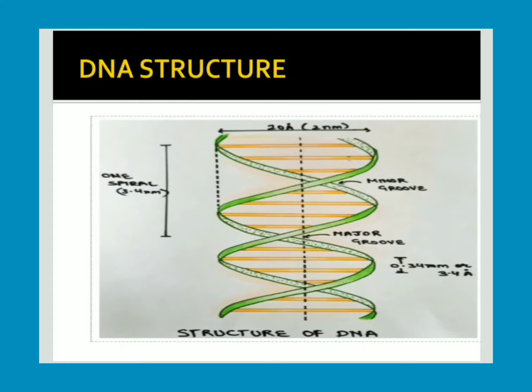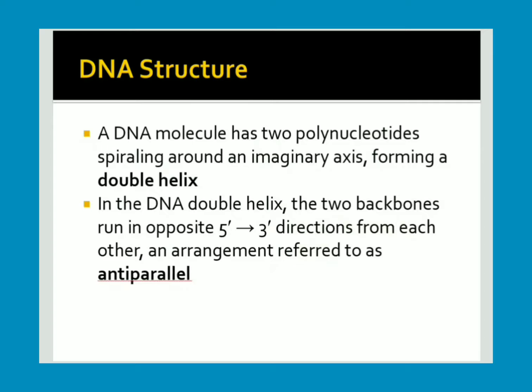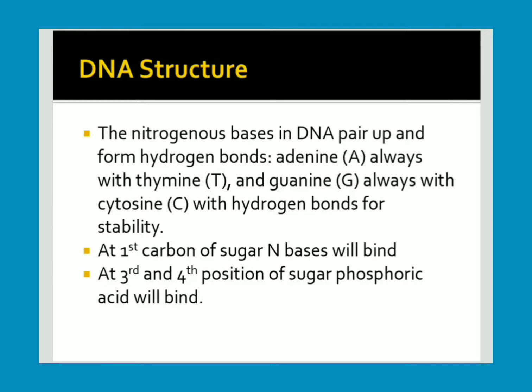And what is the width of this? 20 angstroms or 2 nanometers, and each turn contains 11 base pairs. Okay, adenine and thymine is one base pair, like that 11 are present. The DNA molecule has 2 polynucleotide chains spiralling around. Already we learned the double helical structure. They are anti-parallel, that is one strand runs from 5' to 3', and the other strand 3' to 5'. Oppositely, anti-parallel strands are present.